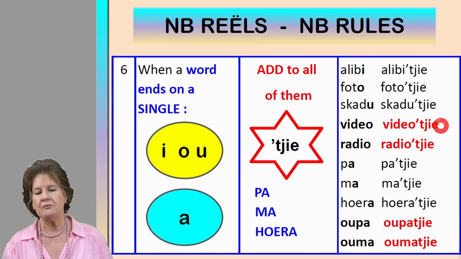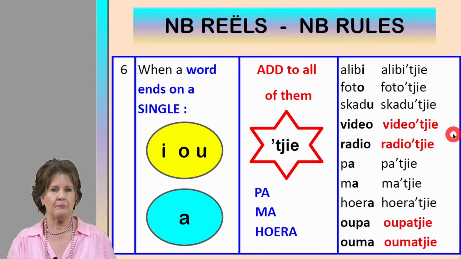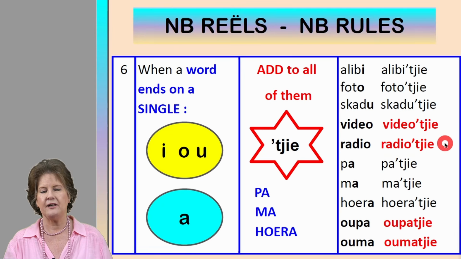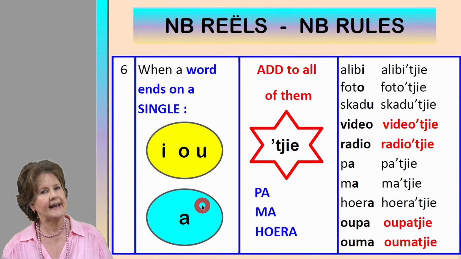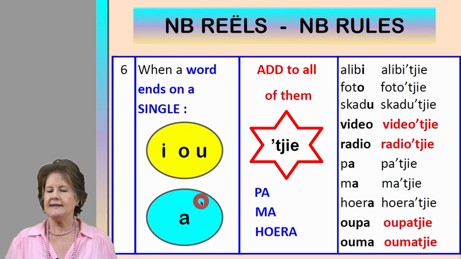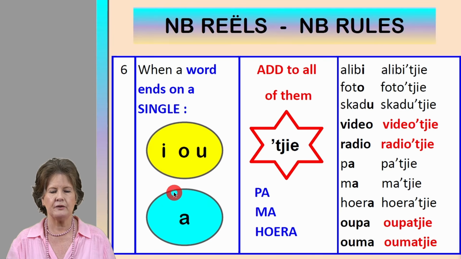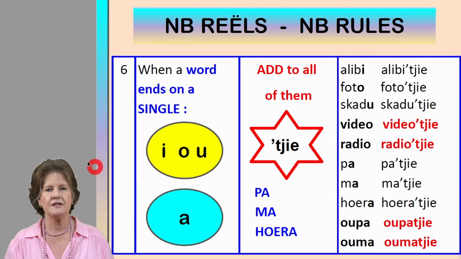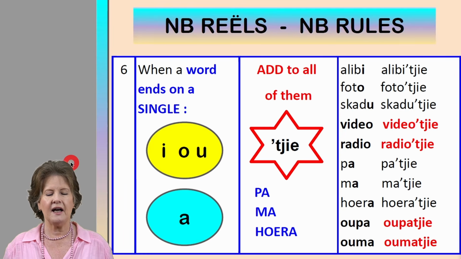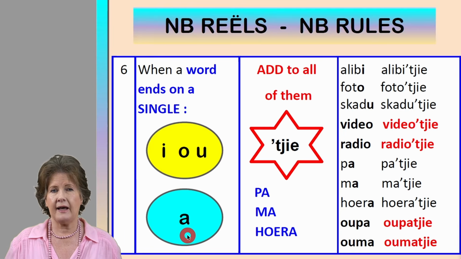Also look at the two media ones, the same as in plural, but now you put apostrophe TJIE with video and radio. The A words exactly the same as plural. This whole slide is exactly the same as plural, but just instead of comma S or apostrophe S, you put apostrophe TJIE.